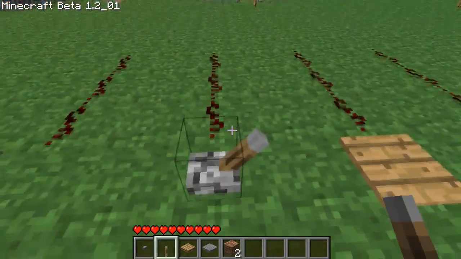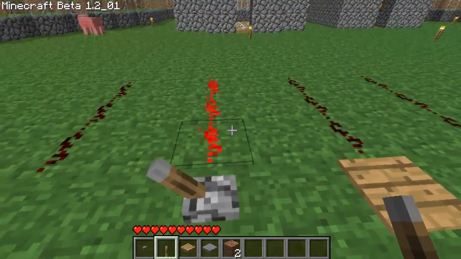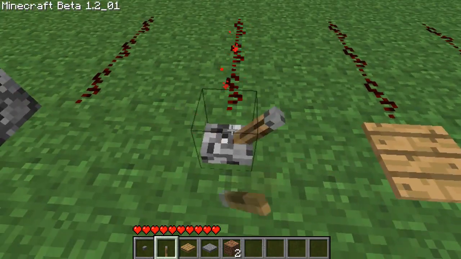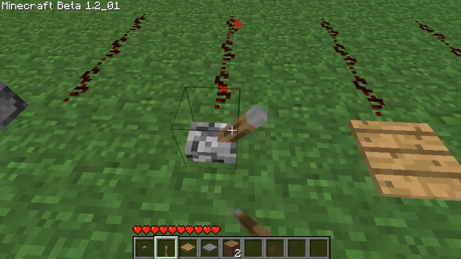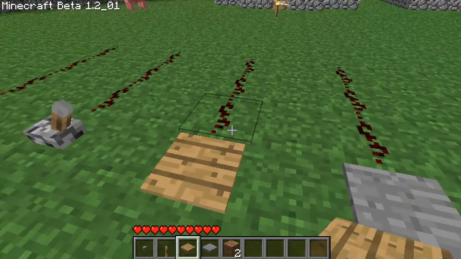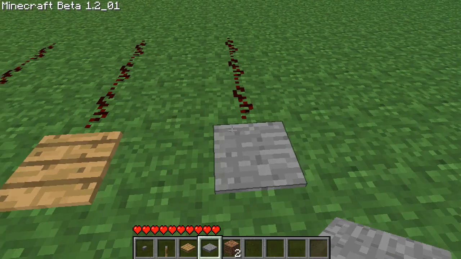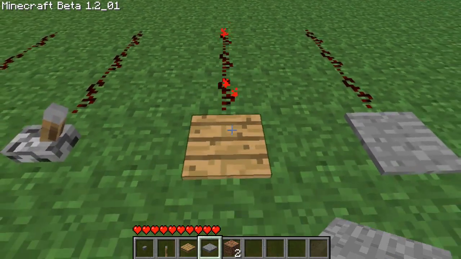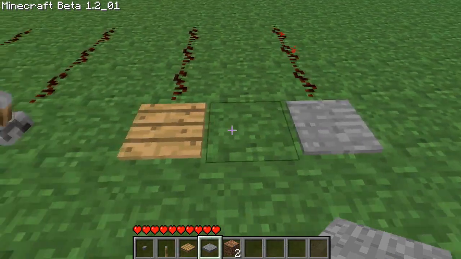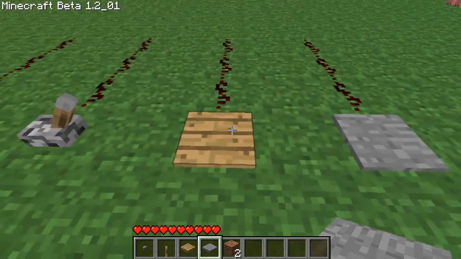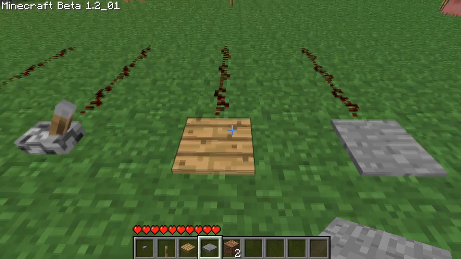The lever, which toggles on for how long you leave it, and then toggles back off. So on, off, on, off, on, off, on, off, on, off. Okay, moving on, we have the two pressure plates, the wooden pressure plate and the stone pressure plate. Now you can both see they have around the same delay time, and they work similar to the button, except you don't push it, well, stand on it.